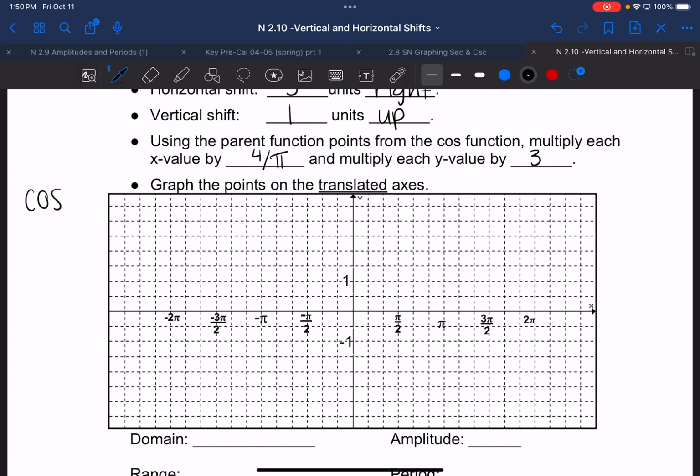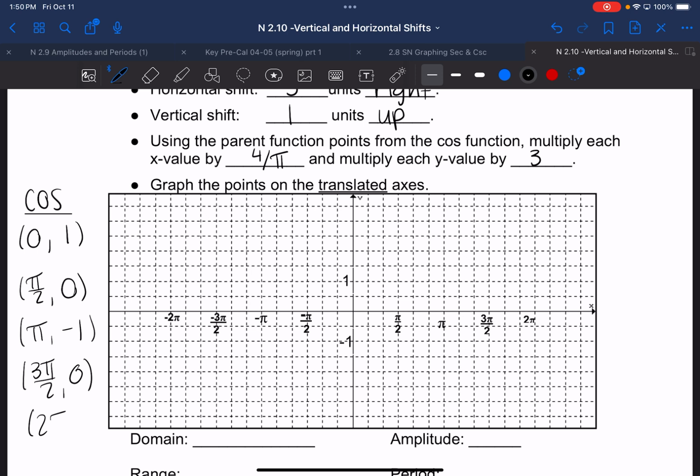So first I'm going to write down what our original points are for cosine. So at 0, cosine has a value of 1. And then we would be at pi halves, which has a y value of 0, and then pi, negative 1. And 3 pi halves, 0, good. And 2 pi, 1, good. And now we make the above changes that they asked for. So for my new points, I'm going to put those in this margin over here.